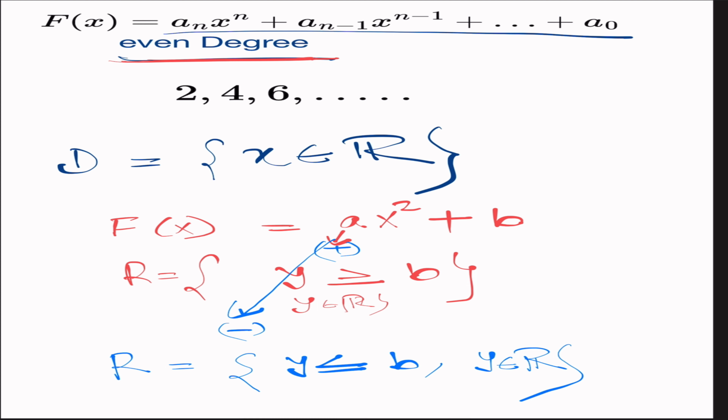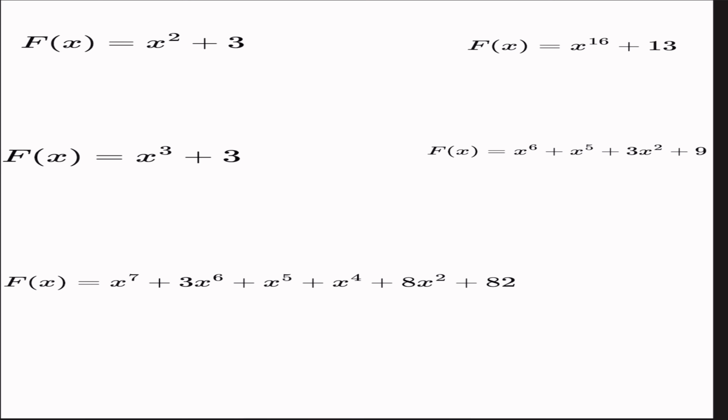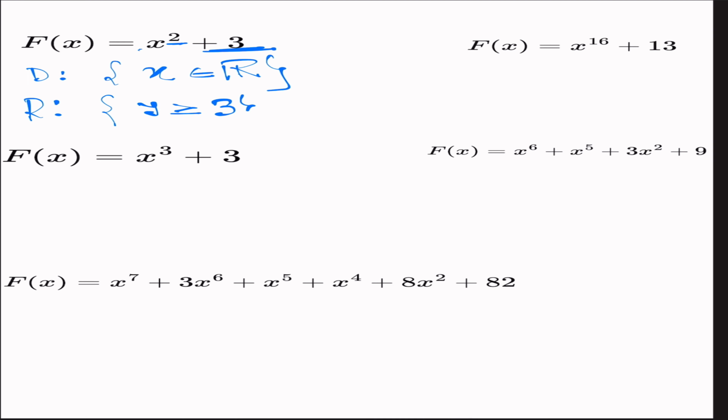If it's confusing, guys, let's do some practice so that it makes sense. Here, you see, we have an even degree, which means we have to follow the formula. So the domain is x, all the real numbers. For the range, since the coefficient is 1 and it's positive, y is either equal to 3 or more than 3.